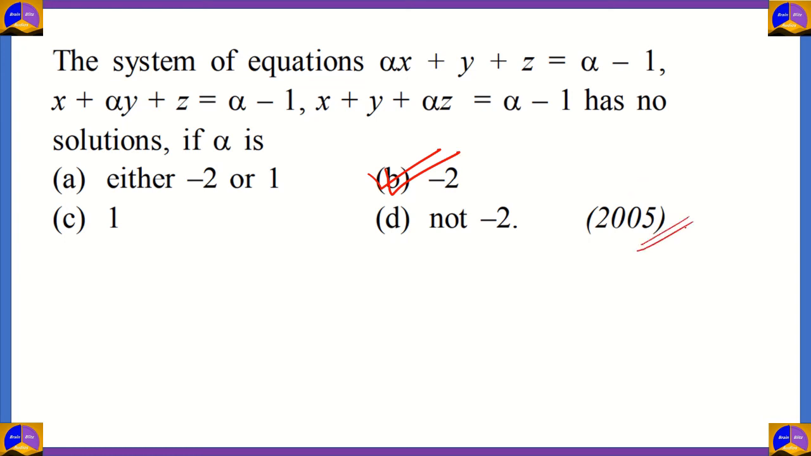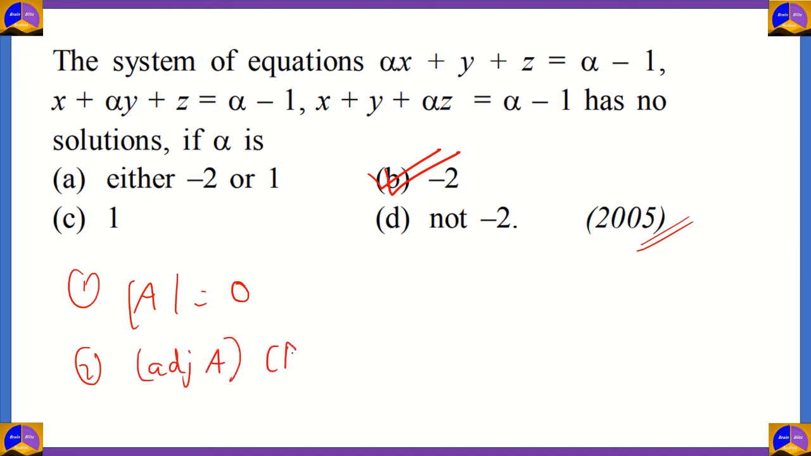So we have two values of alpha, but we're using the effective condition that determinant of A equals 0 and adjoint of A times B is not equal to 0. So when you put alpha equals minus 2, adjoint of A times B is not equal to 0, you can try that out. But then it is obvious that option B is the correct option for this question asked in 2005.